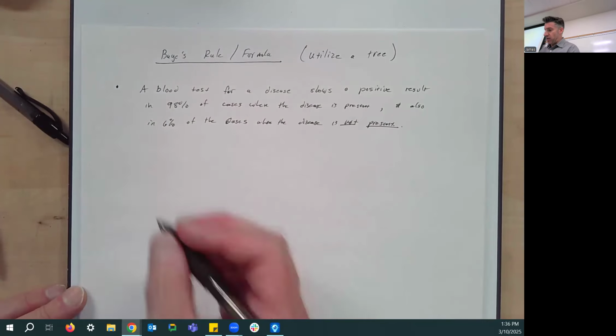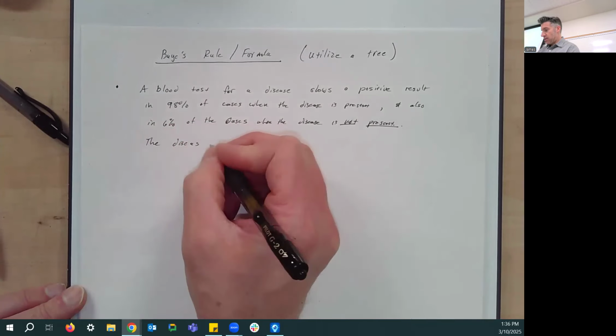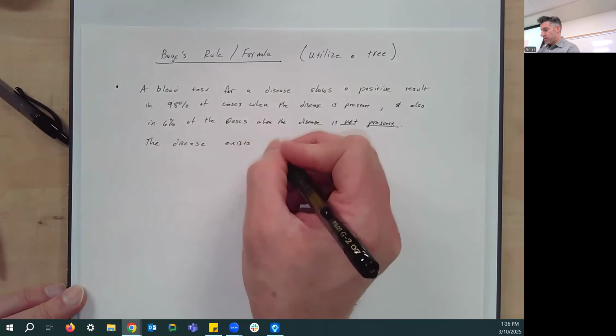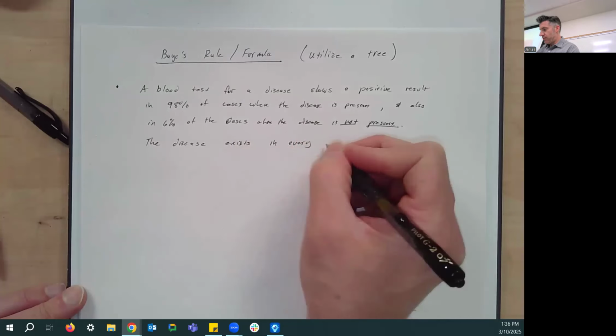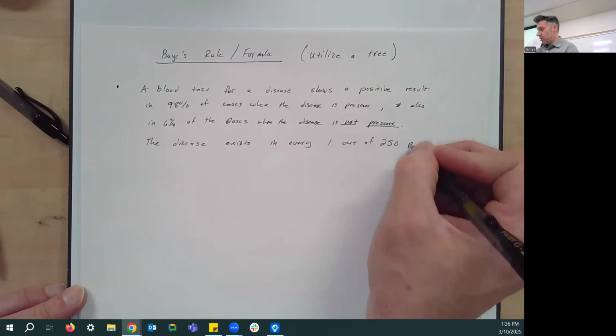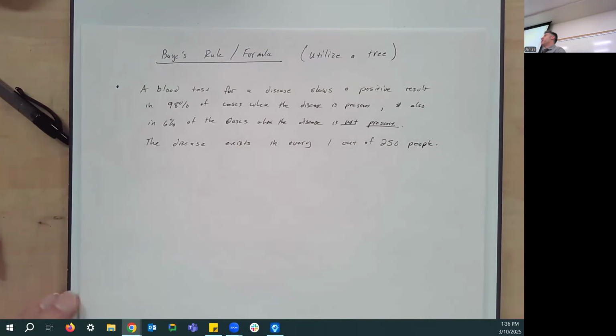In this case, we're assuming the disease exists in every 1 out of 250 people. They could also give it as a percentage and just decide to be annoying about it. So before I do anything with a problem like this, I would write down some stuff. I would write down names for things.